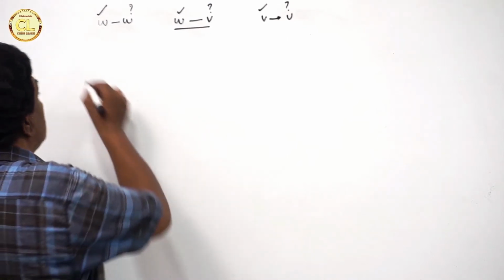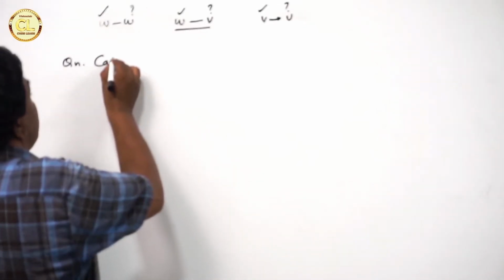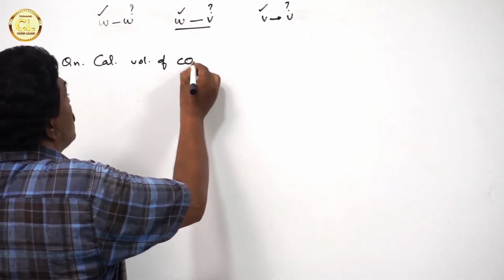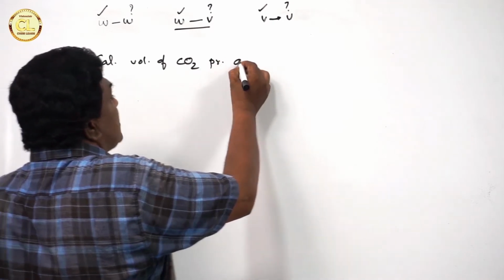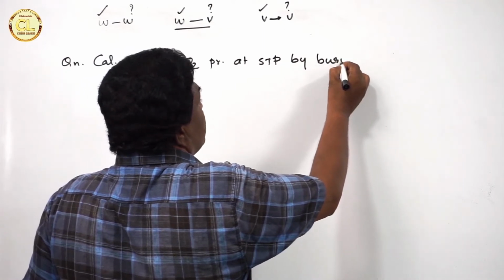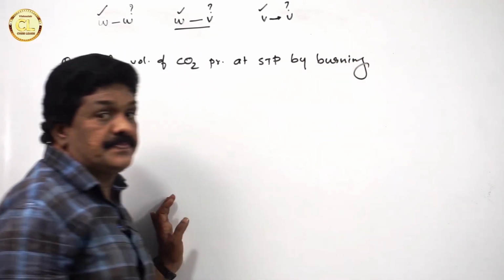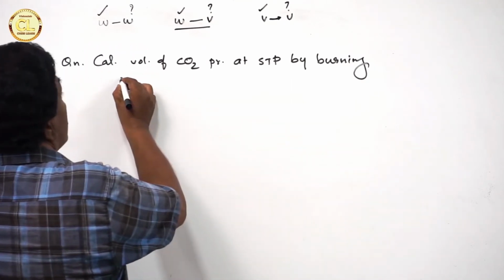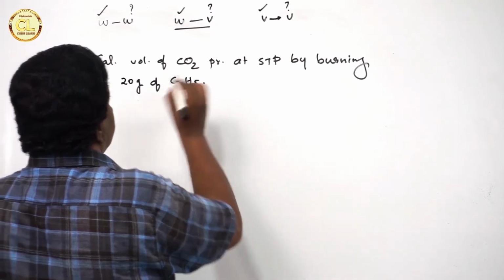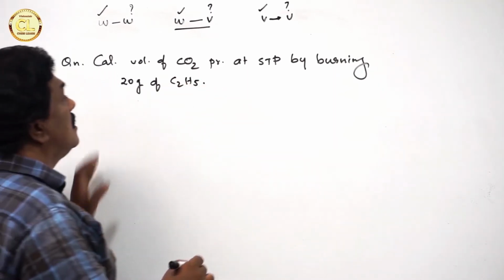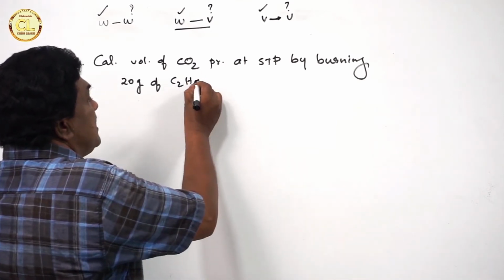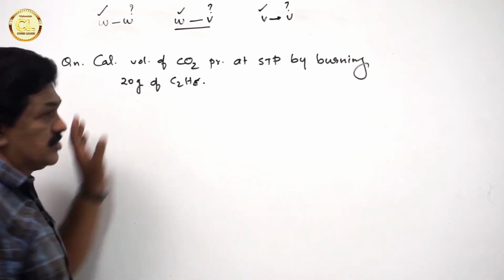Another problem. Question: Calculate the volume of carbon dioxide produced at STP by burning 20 gram of ethane. In this problem, we have to represent the complete balanced equation for the process.